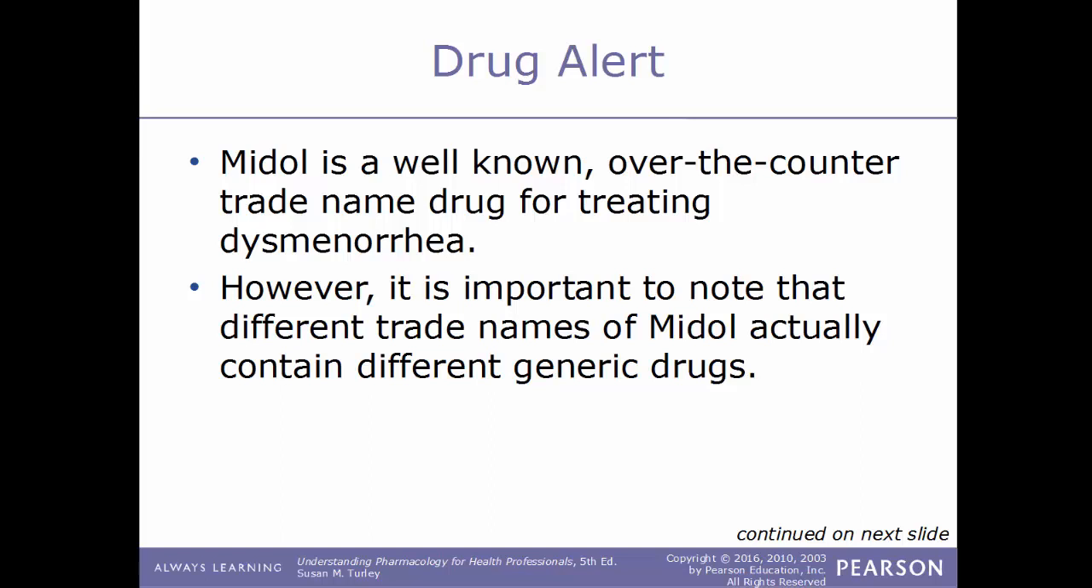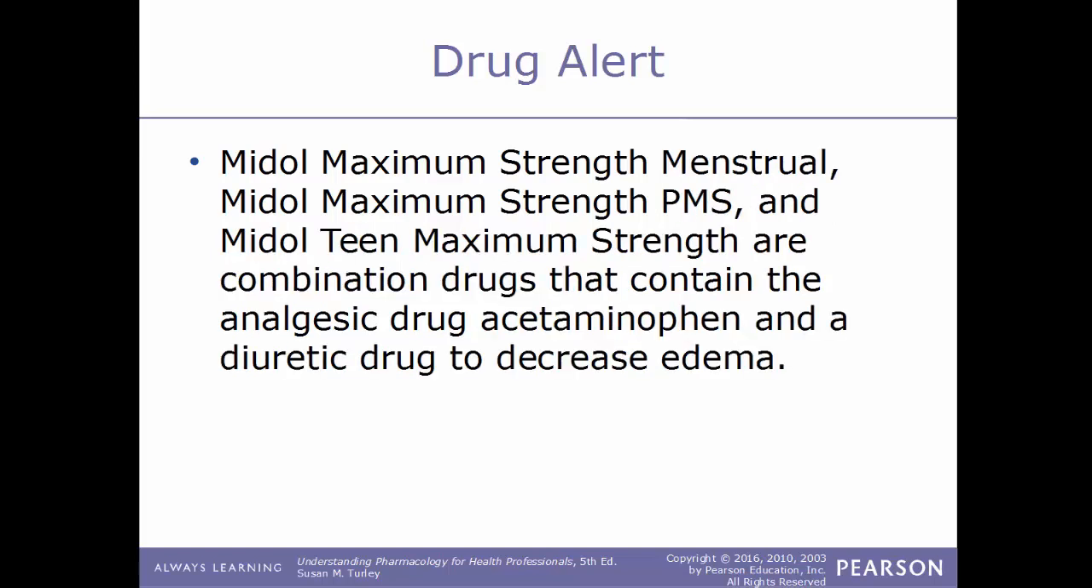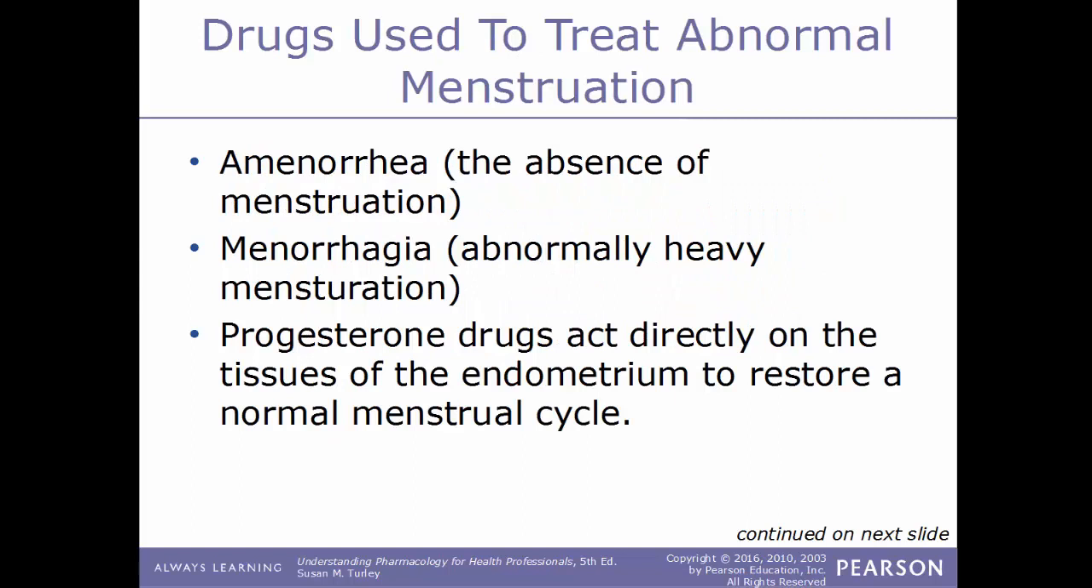Midol is a very well-known over-the-counter drug that's used to treat dysmenorrhea. However, it is important to note that different trade names of Midol actually contain different generic drugs. For example, Midol Maximum Strength Cramp Formula contains the analgesic drug ibuprofen. Midol Extended Relief contains the analgesic drug naproxen. Midol Maximum Strength Menstrual, Midol Maximum Strength PMS, and Midol Teen Maximum Strength are combination drugs that contain the analgesic drug acetaminophen and a diuretic drug to decrease the edema or the swelling. Now we'll talk about drugs that are used to treat abnormal menstruation.